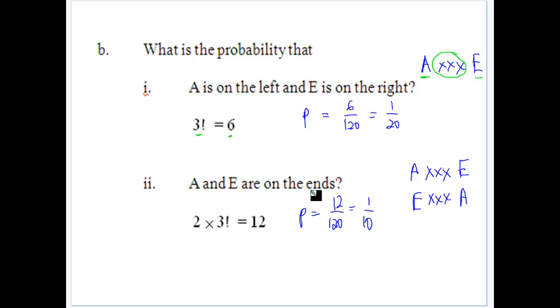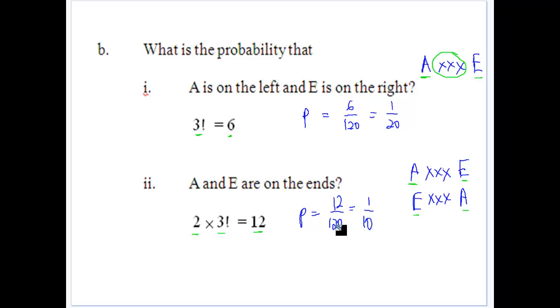What about if A and E are on the ends? A way to consider this: A's on front and E's at the back, or the other way: E's on the front and A's on the back, which was the same. Every time the 3 other elements can be arranged 3 factorial ways, and that can be done twice in 2 different ways. Or you could consider it that A and E have to be in 2 spots, but they can be arranged in 2 different ways, or 2 factorial ways. So that gives us 12 ways that A and E can be on the end.